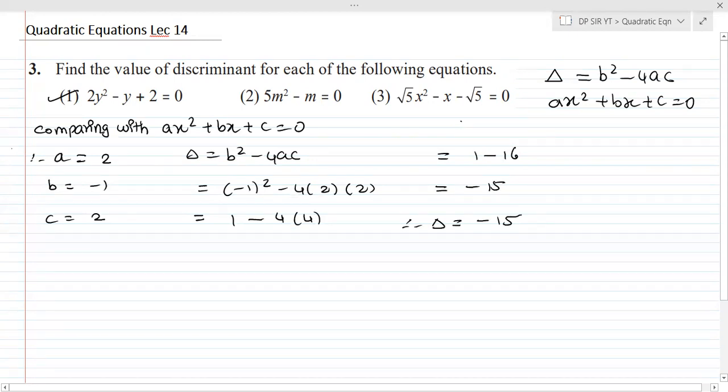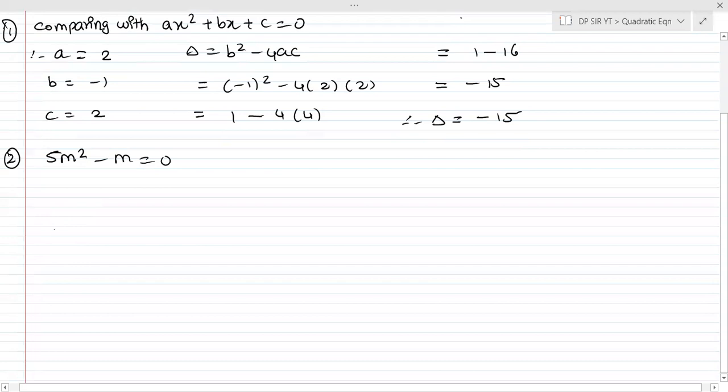Now let's go for the second question. I hope the first question is clear. I am not going so fast. Okay, second question. Let me just copy the question first. 5m square minus m is equal to 0. Compare it with general formula. So comparing with ax square plus bx plus c is equal to 0.